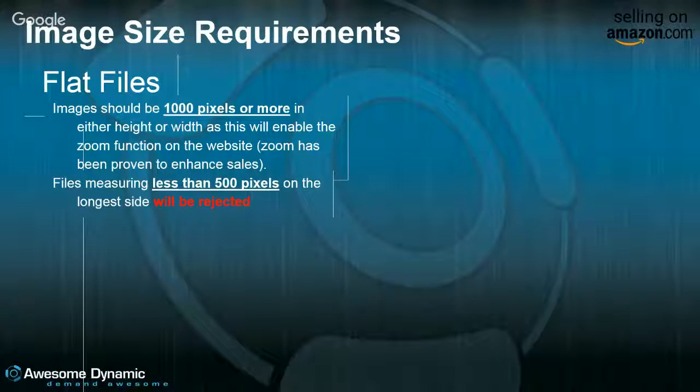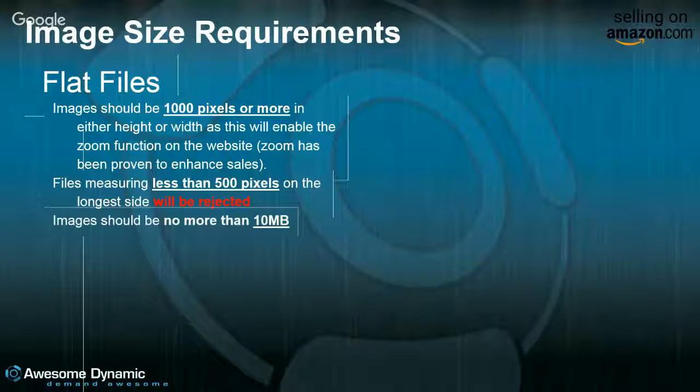Now, on the opposite end, this is where making sure you have a high quality enough camera matters. If there's anything that has less than 500 pixels on the longest side, those images will be rejected. So it's important to make sure that you have at least 500 pixels on the longest side when you create those images.